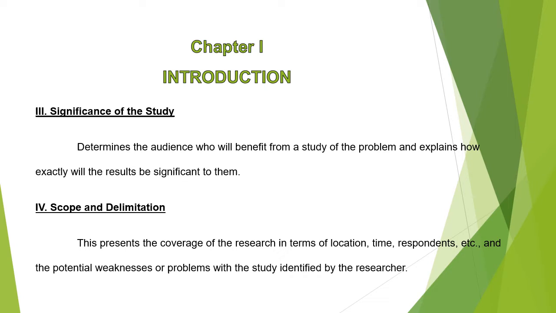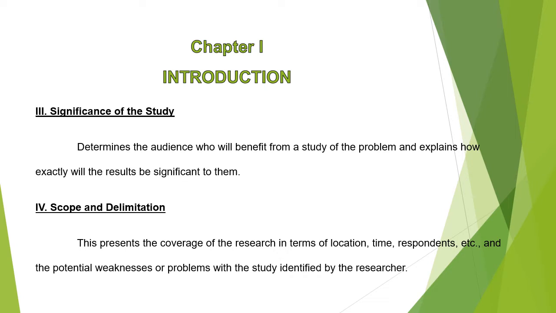Okay, another part of the introduction is the third one, which is the significance of the study, which determines the audience who will benefit from a study of the problem and explains how exactly the results will be significant to them. Meaning, in the significance of the study, you will identify who could be the people that can benefit from your study. Would it be the students who are the target or the sample of your study? It could be the school, the teachers, the community. At the same time, you are going to explain how these personalities that you mentioned will benefit from your study.